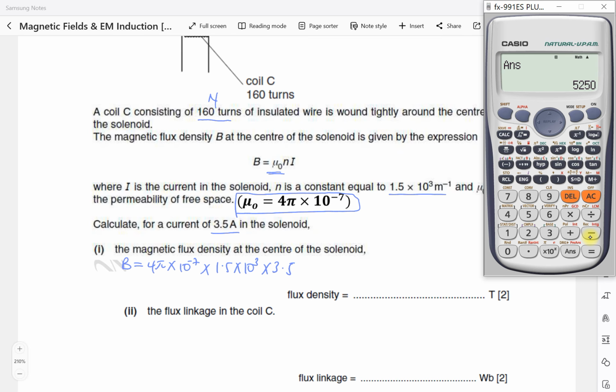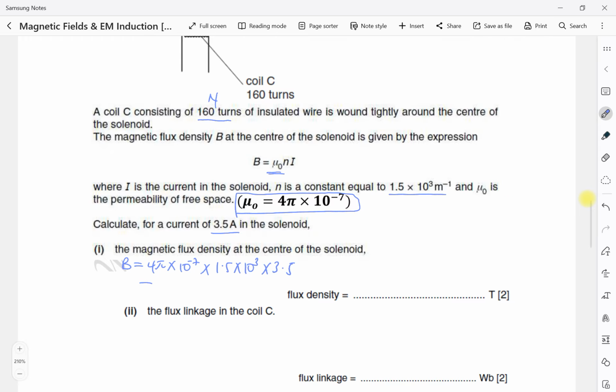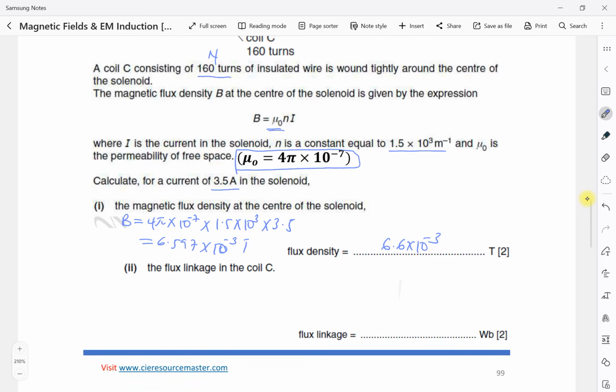So I'll say times 4 pi times 10 to the power of minus 7. So that is 6.597 times 10 to the power of minus 3 Teslas. I'll just write 6.6 times 10 to the power of minus 3 Teslas.